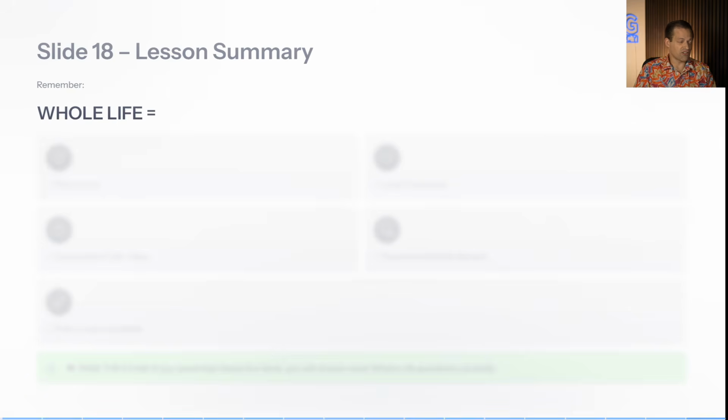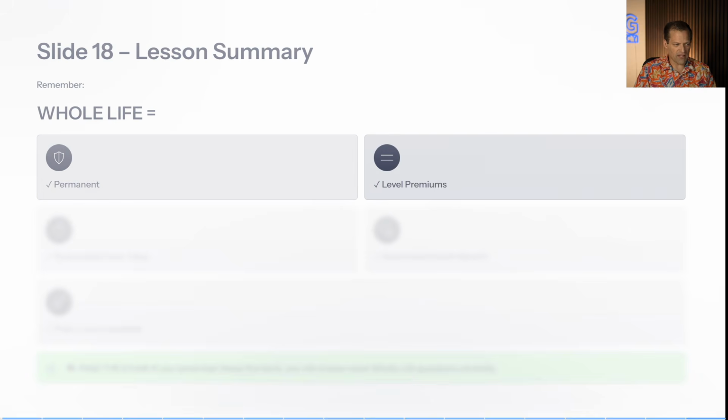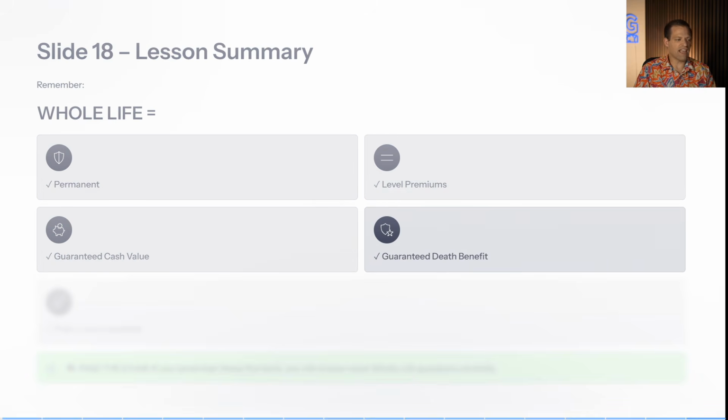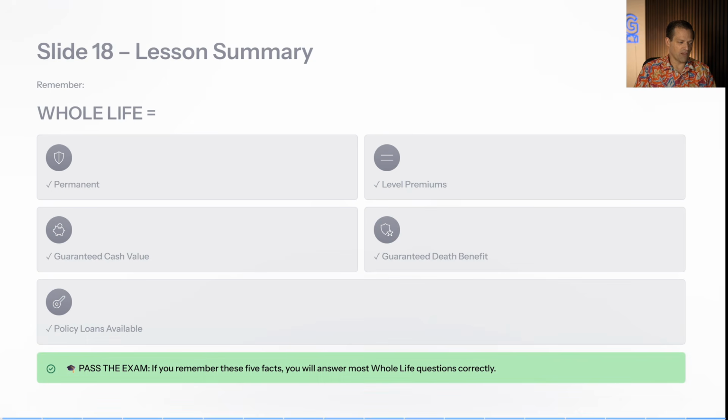Lesson 18, just a summary. So again, big picture here. What should you remember and care about? Whole life is permanent with level premiums, guaranteed cash value, guaranteed death benefit, and policy loans are available. If you remember that, you'll do just fine.